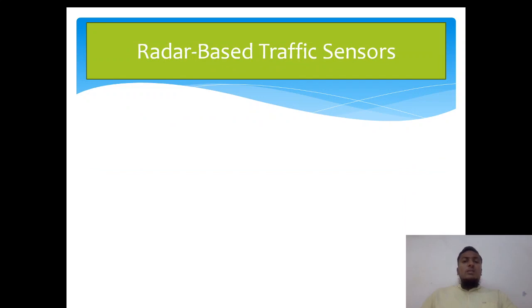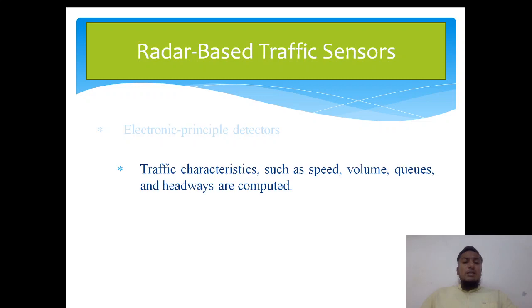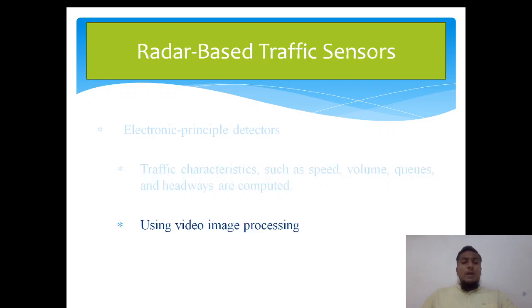So there are some radar based traffic sensors and electronic principle detectors that are mainly used to find out traffic characteristics like speed, volume and headways, which are computed based on these radar based traffic sensors. And by using video image processing you can also find out the speed and volume of any traffic.